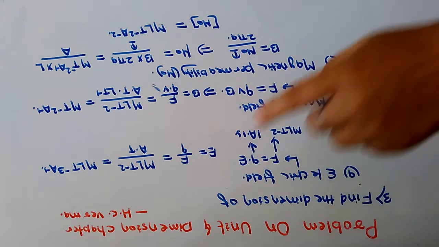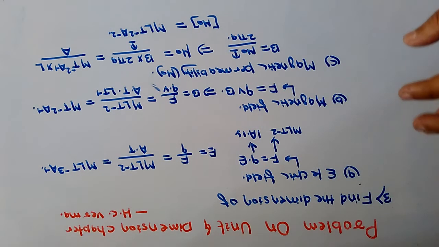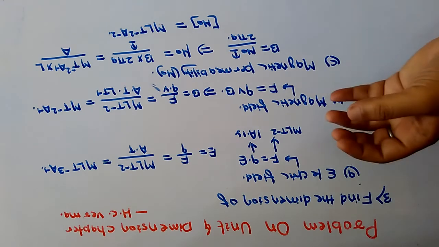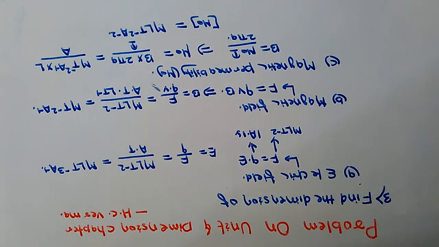For the electric field, F equals Q into E, where Q is the electric charge, E is the electric field, and F is the force. So in this way, by doing the cross multiplication and writing the dimension of each individual term, we can calculate the dimension of E.